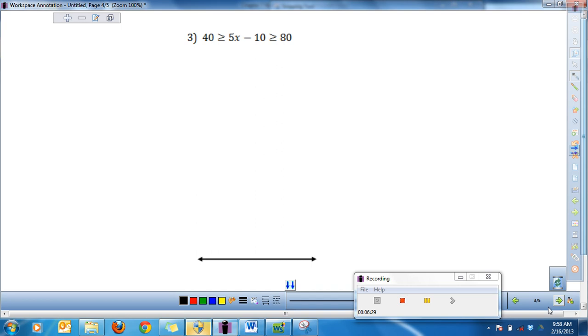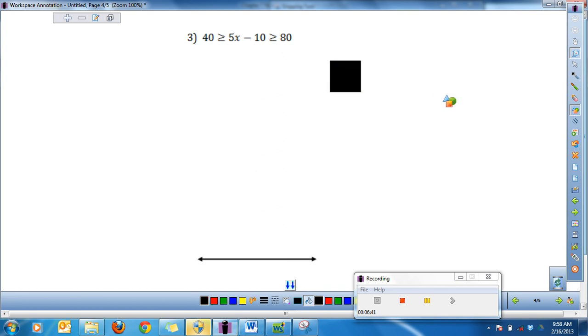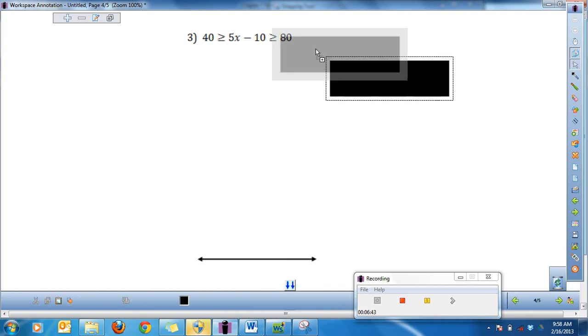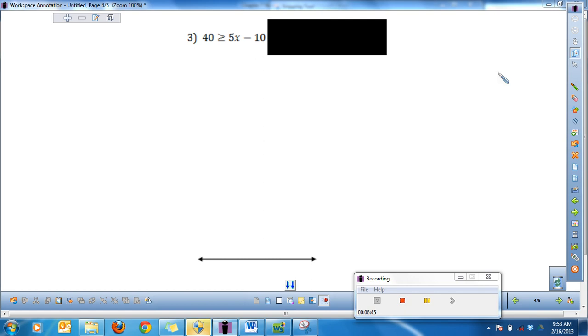Alright, let's do another example. Go ahead and pause. I'm going to do this example with you, and then I'm going to have you do another example on your own. So just like before, we need to cover up each side of our inequality, and we're going to write it twice. So I'm going to cover up the right-hand side, and I'm going to rewrite what I see.